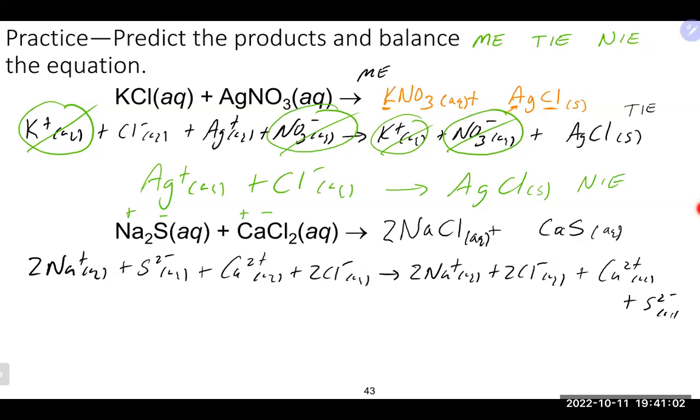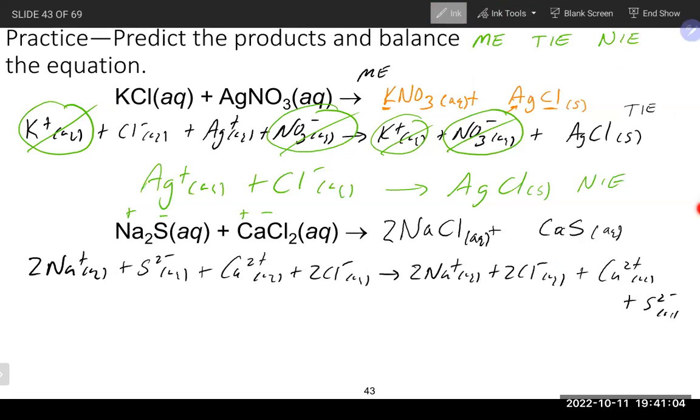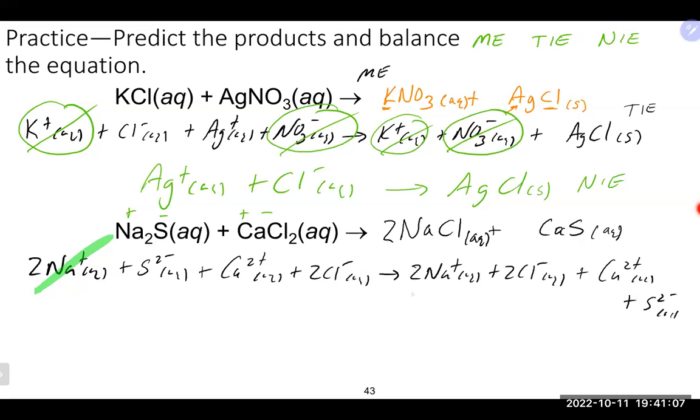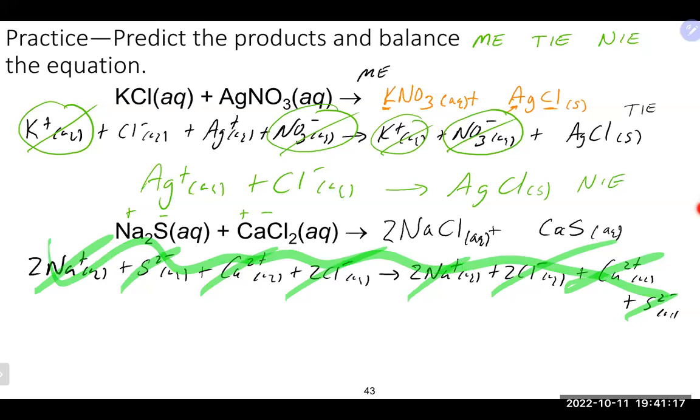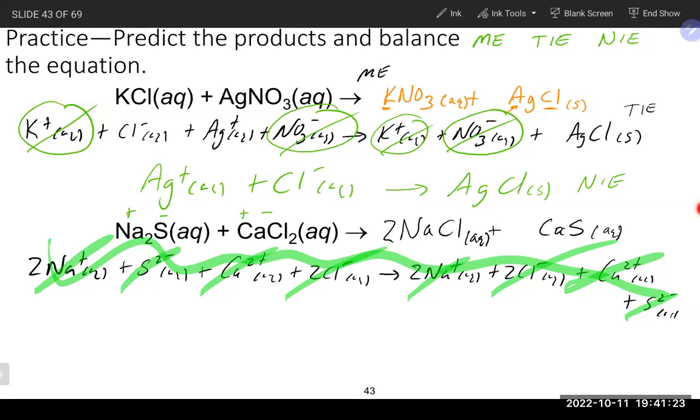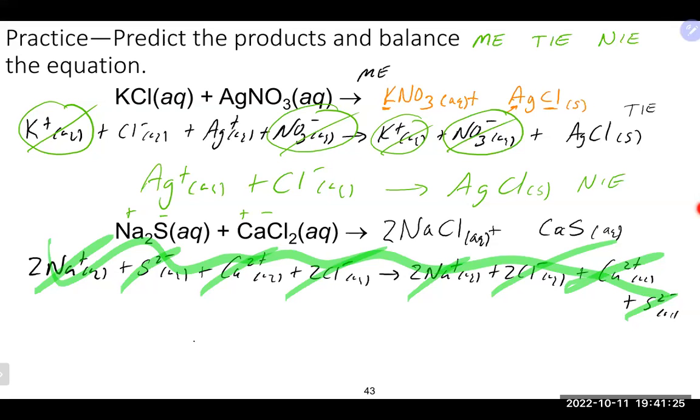Which means when I go to find my spectator ions, I got 2 sodiums on the left, 2 on the right. Sulfide left, sulfide right, calcium left, calcium right, 2 chlorides, 2 chlorides. Everything cancels out, which means for the most part, you have no reaction. So really, because everything is aqueous, there really was no reaction that took place. Basically, everybody is still floating around happy in the solution.